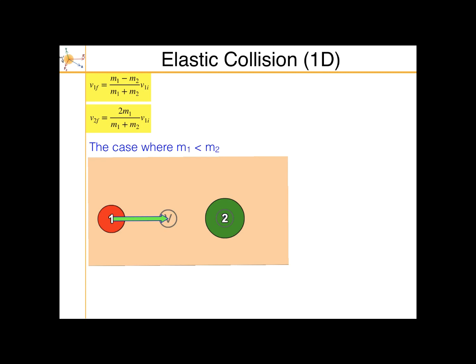Now, how about the situation where M1 is less than M2? You can guess what's going to happen here. If M1 is less than M2, then this top number is going to be negative. And we get here, in this particular situation, M1 ends up bouncing backwards when it's bouncing off something that's larger.